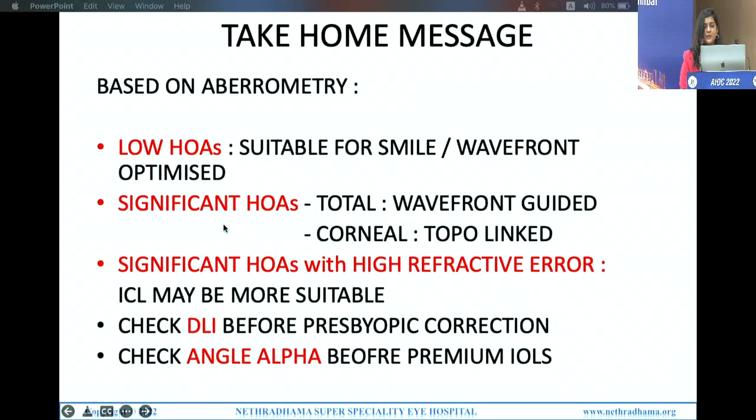Significant higher order aberrations point us in the direction of wavefront guided LASIK if it's total, and if it's only corneal higher order aberrations, we can do a topo-linked LASIK. With significant higher order aberrations and a high refractive error, ICL may be more suitable. Also for patients over 40, always check the DLI, and before implanting premium IOLs, always check the angle alpha.